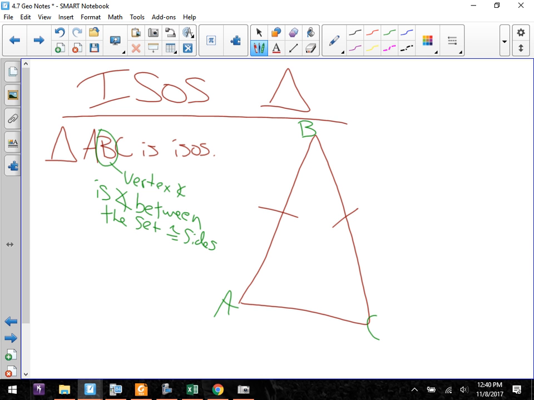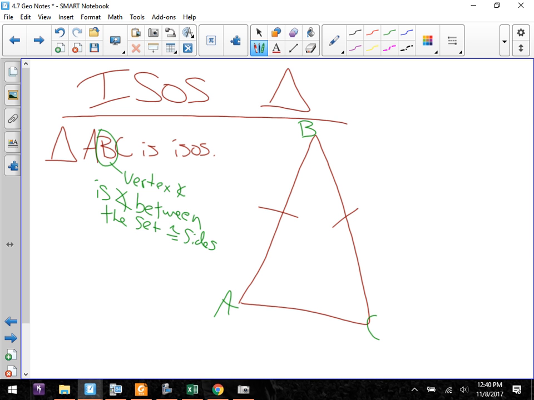The reason why we define that is because a lot of times when they say that you have an isosceles triangle, they might not give you a diagram. Let's say, hey, triangle XYZ is isosceles. If triangle XYZ is isosceles, it tells you that Y is the angle in between the two sides. That's why we define it.